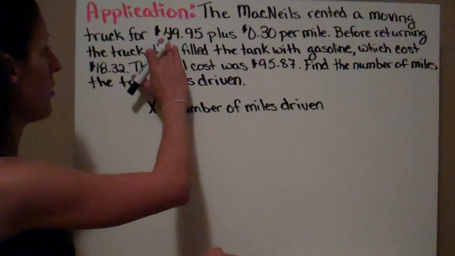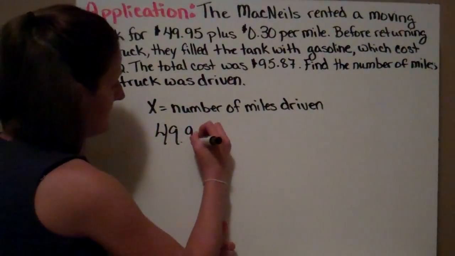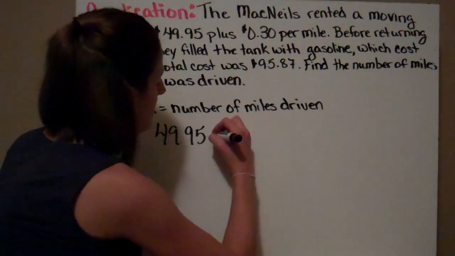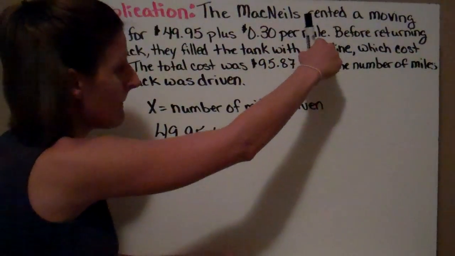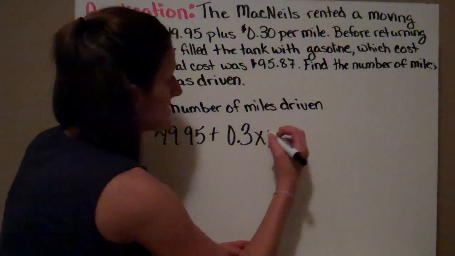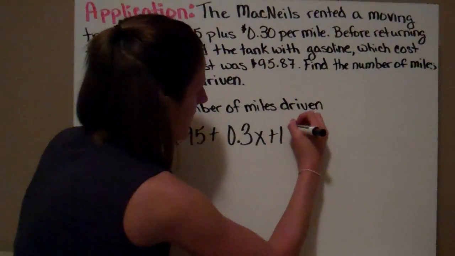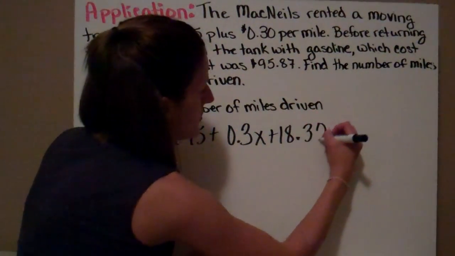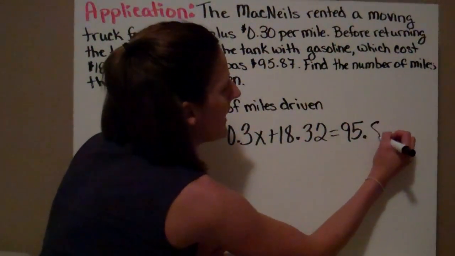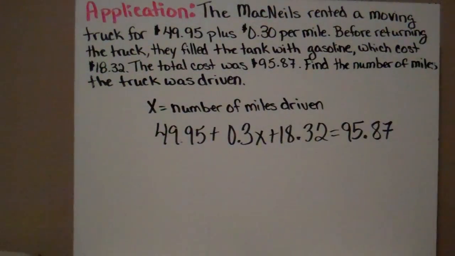Okay, so if we already have to pay $49.95, okay, that's the base price. No matter what, we have to pay. Plus, we're doing 30 cents per mile. x is miles. I'm going to do 0.3x. And remember, we also paid $18.32 for gas. And our total was $95.87.